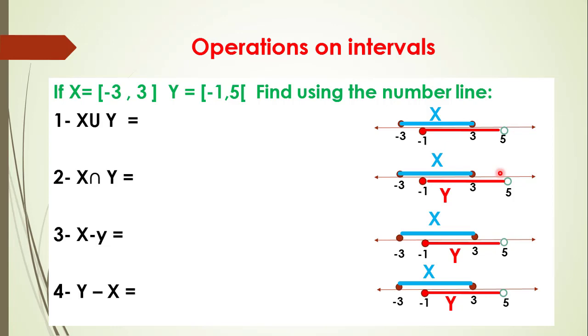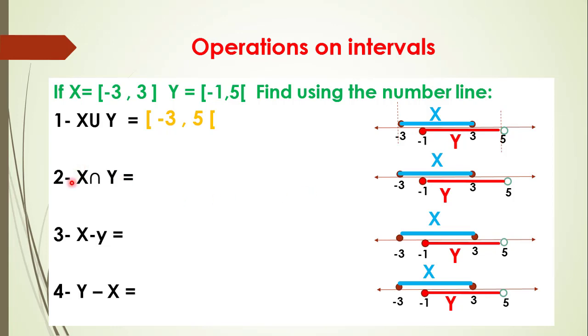This interval is the wanted interval y. I want x union y. X union y means all the two intervals. So from here to here, from -3 to 5. Open or closed? At -3 closed, as we can see, and at 5 open. So I write this region from -3 to 5 because I want x union y. It will be from -3 to 5, open at 5.